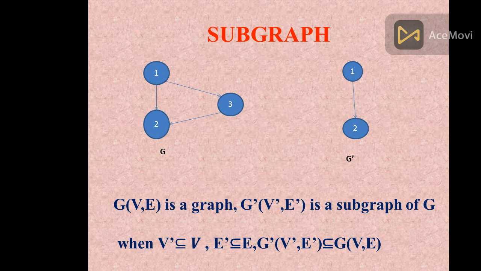G dash is said to be a subgraph of G when the vertices 1 and 2 are a subset of the vertices of graph G. The vertices of graph G dash, 1 and 2, are also present in graph G. So G dash is a subgraph of graph G.